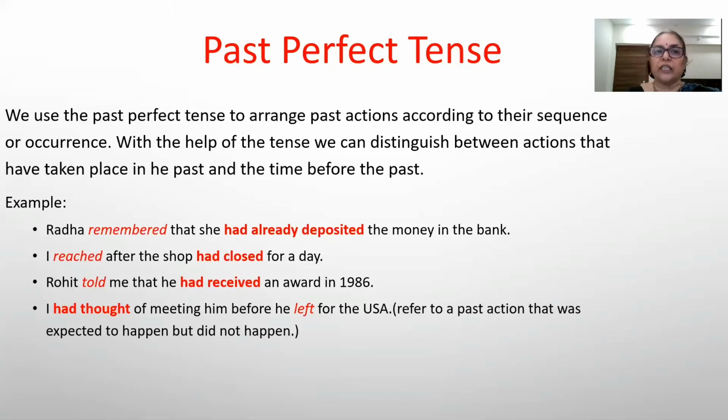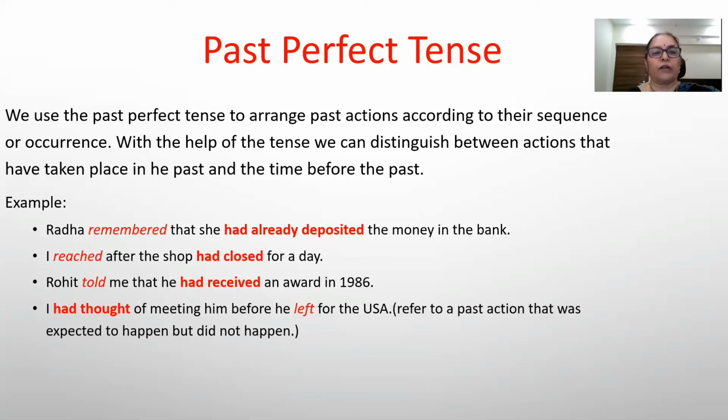In these two actions, which action had taken place first? She had already deposited, taken place first, and then she remembered afterwards. Okay, so for the action which happened first, we are using past perfect tense. Again, look at the next example.